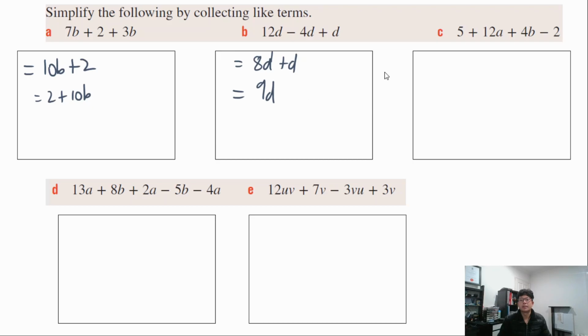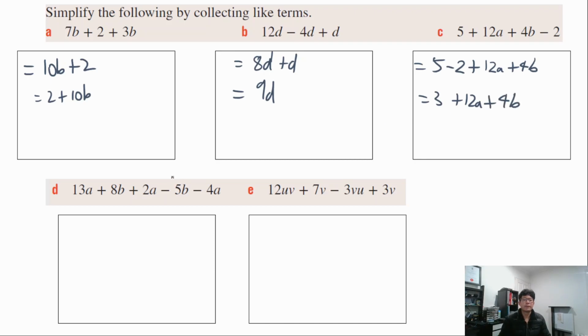Alright, now moving on to the next question. We have 5 plus 12a plus 4b minus 2. You may have noticed there aren't any like terms within the pronumerals, but we can simplify the numbers. So let's rearrange that. I'll bring the 5 and the 2 together. So 5, remember we need to bring that sign across as well. We have 5 minus 2 plus 12a plus 4b. That gives you 3 plus 12a plus 4b.